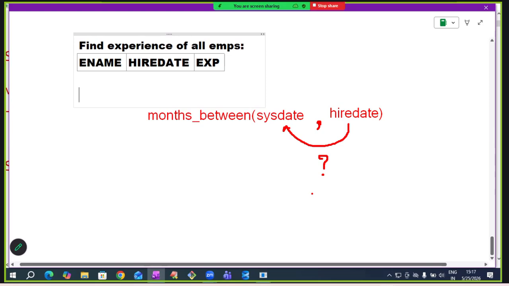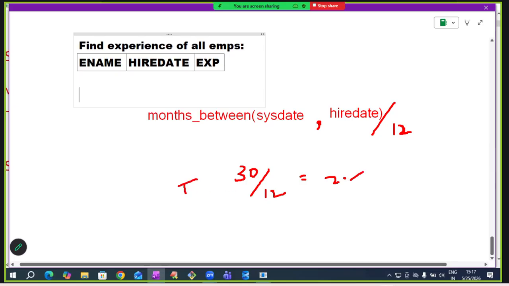Okay. I want to get experience in the form of years now. By 12. Suppose an employee has 30 months of experience. 30 by 12 means we get 2 point something. To remove those decimal places, call the function TRUNC.